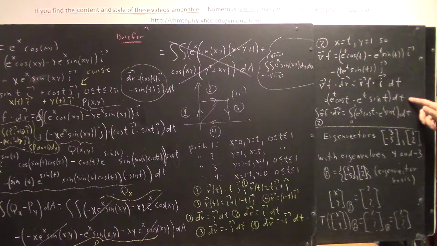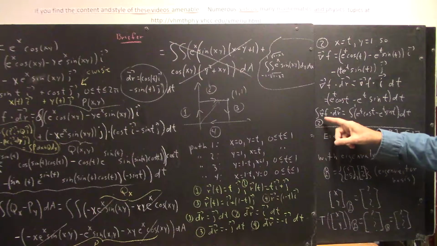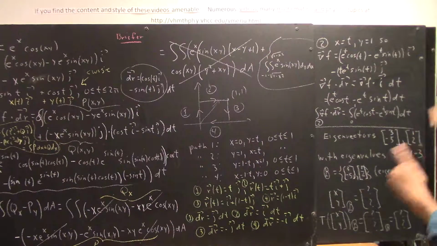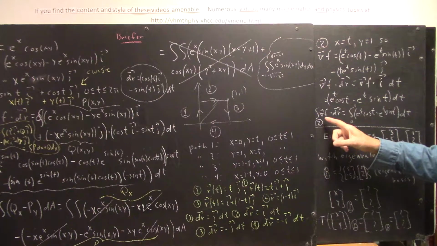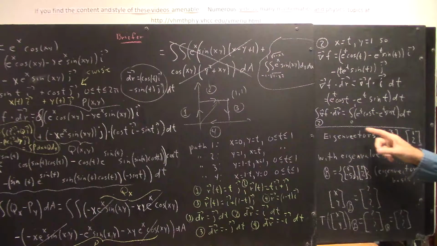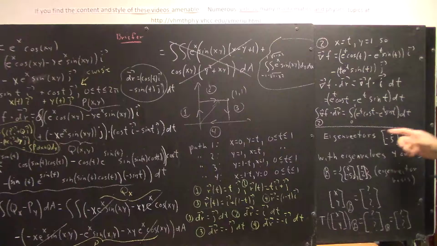Now, the integral we want to do is the integral of del f dot dr over path 2. We want to see what that is. Well, that's going to be the integral from t equals 0 to 1, because those are our limits on t according to our parameterization. And then it's just going to be this function, because this is our del f dot dr. So here we have it. We do this integral.